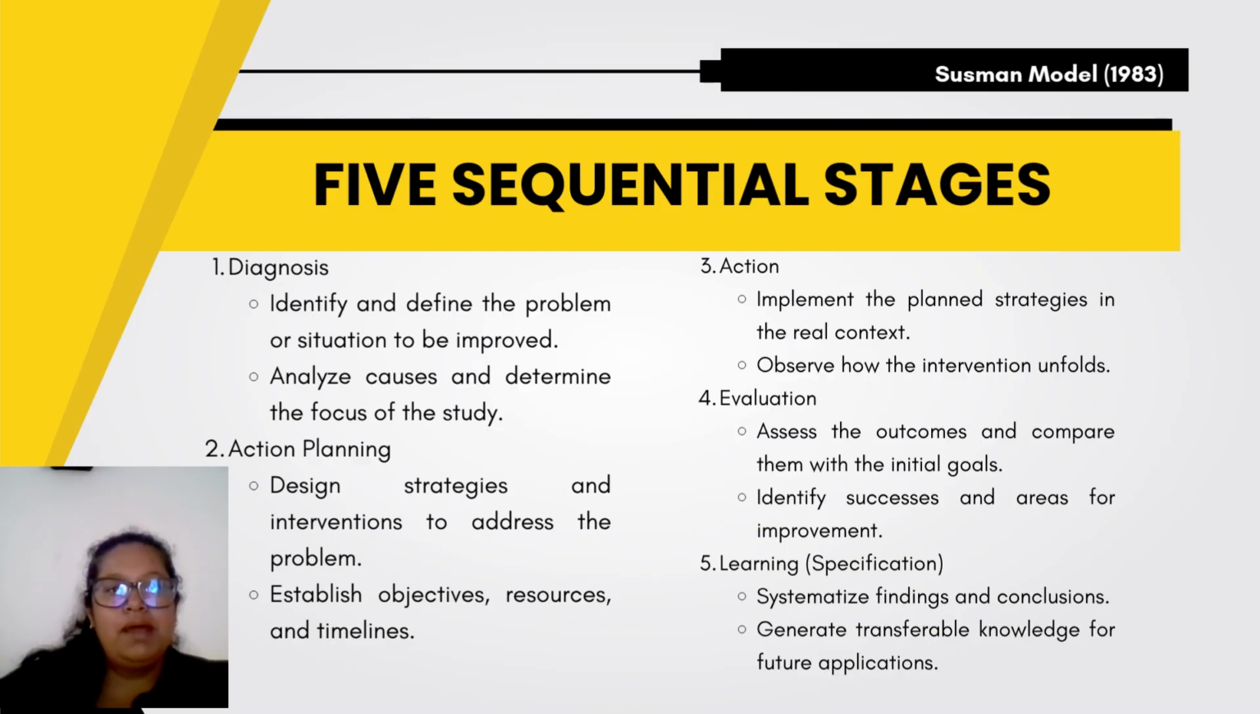In number one phase, we have diagnosis, identifying the problem. Number two, action planning, designing the intervention. Number three, action, implementing the strategies. Number four, evaluation, analyzing the results. And number five, learning, drawing conclusions and generating transferable knowledge. This model is linear and structured, providing a clear roadmap for formal research projects. It emphasizes systematic problem solving and ensures that each step builds on the previous one.